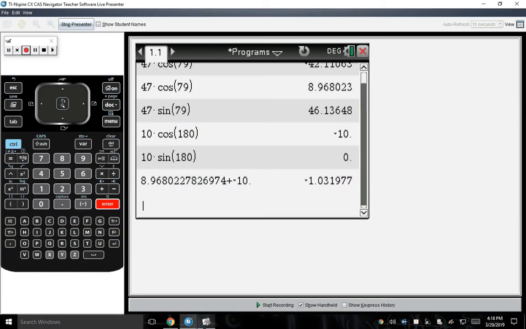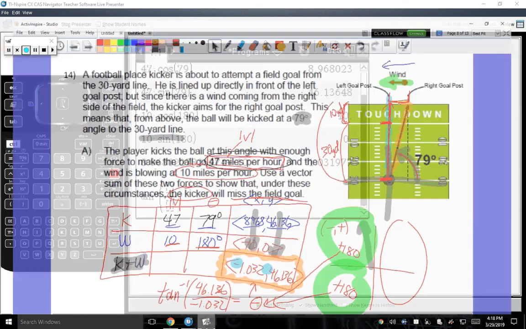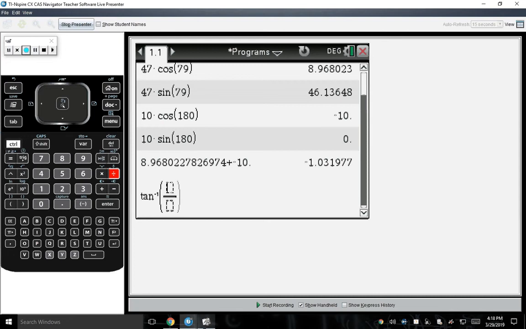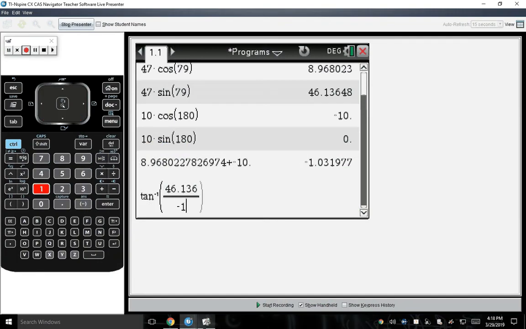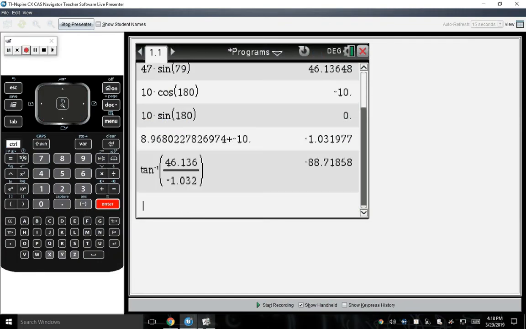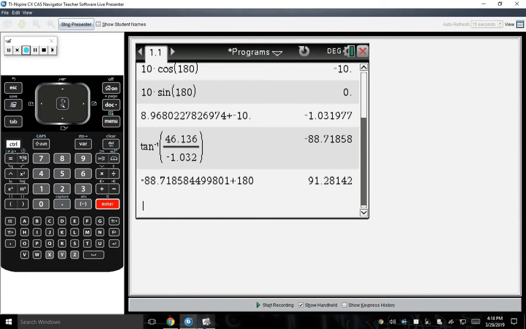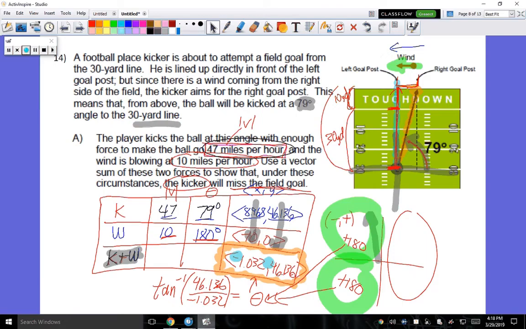So let's go ahead and do that. We have arctangent of this y value of 46.136 over the x value of negative 1.032. And you get a negative 88, which we're going to add 180 to because it's in quadrant 2. And you get 91.281. So 91.281 is in fact the directional angle that it's going to be traveling at.